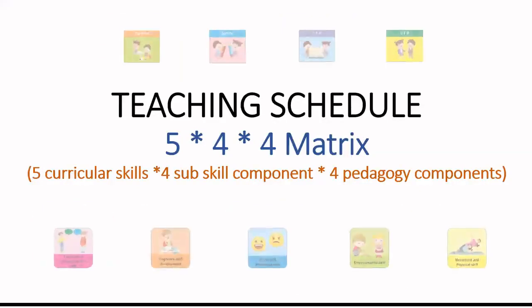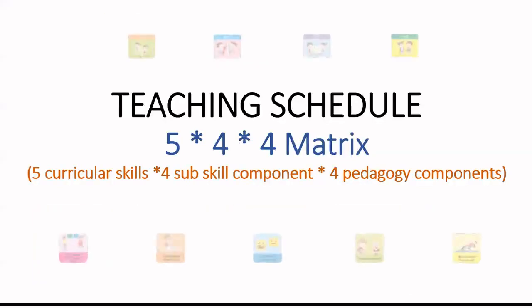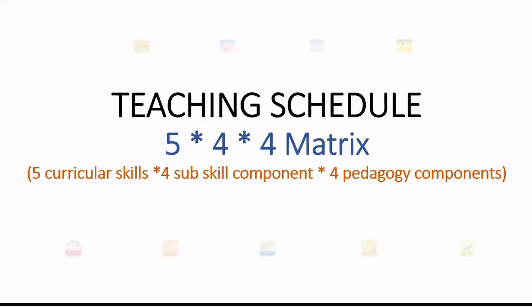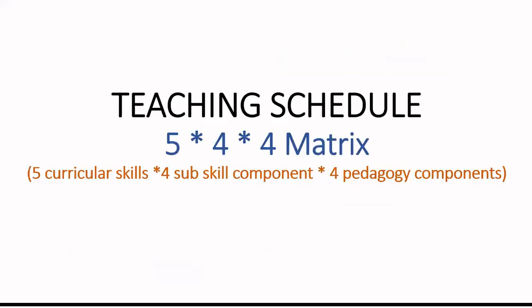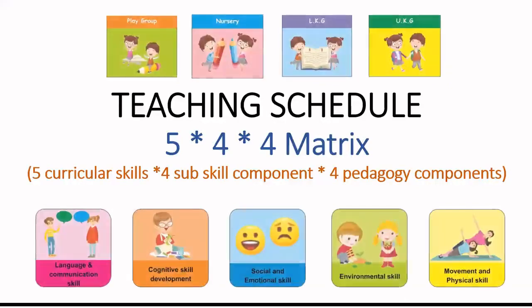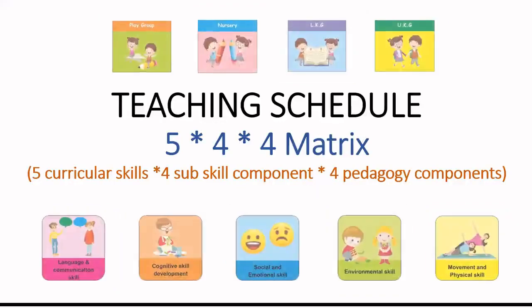This 5 into 4 into 4 has 5 curricular skills that you can see. Language communication skill is the first skill. Second one is the cognitive skill. Third one is the social and emotional skill. Fourth one is the environmental skill. And fifth one is the movement and physical skill, which includes both gross as well as fine motor skills.